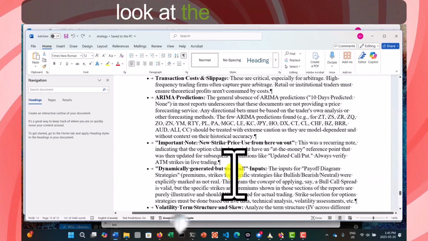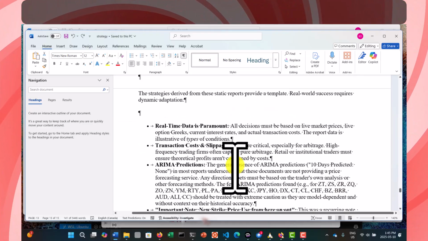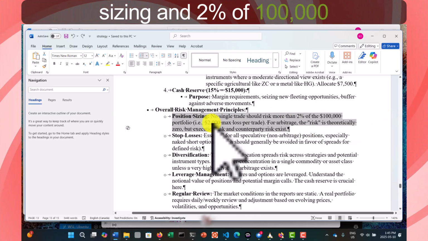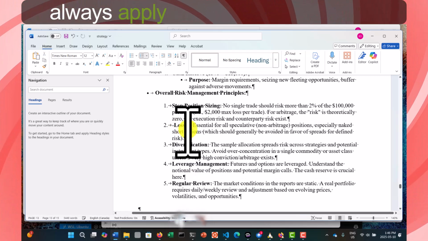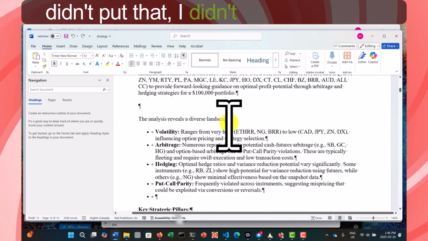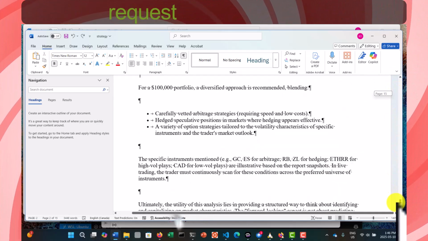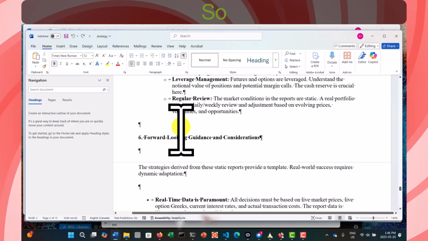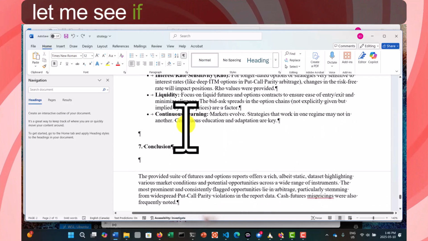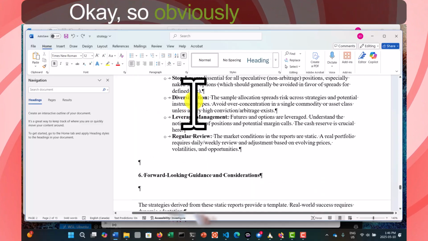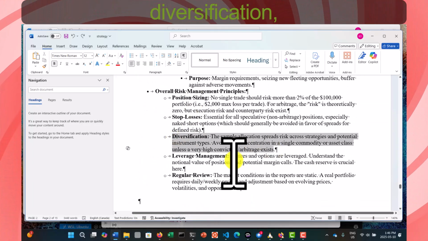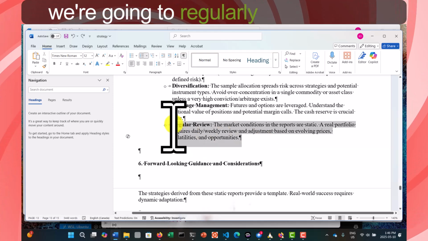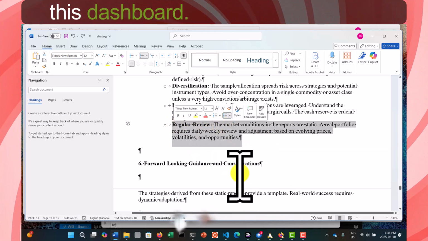So let's look at the overall risk here, right? So we have to worry about position sizing and 2% of 100,000. Always apply stop losses, right? So I didn't put that into the request to generate the Python code, but I could have. So let me see, right up here. We were up here. Okay, so obviously it talks about diversification, leverage management, which is very important because people get blown out here, and obviously we're going to regularly review it with this dashboard I just talked about.